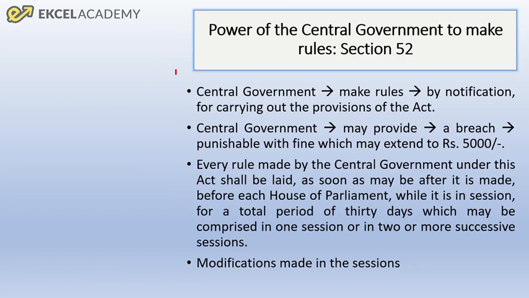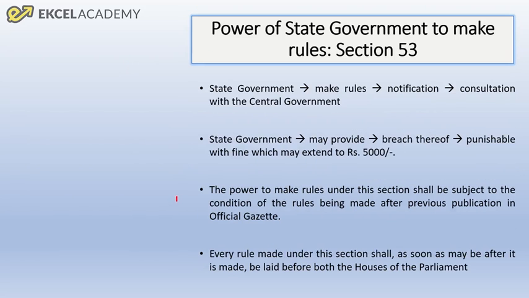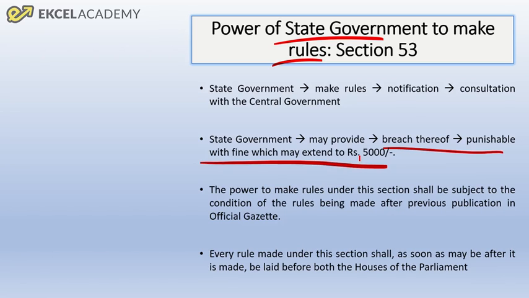The last thing in this chapter is the power of the central government to make rules. Please remember that the Legal Metrology Act has no power without the rules which are framed by the central government. The central government can make rules for any of the things under the Legal Metrology Act. They can make amendments also from time to time for the respective rules. In the same way, the state government can also make rules in some matters, and the state government may provide for breach thereof punishable which may extend to 5,000 rupees. So they can also make rules for the efficient functioning of the Legal Metrology Act.